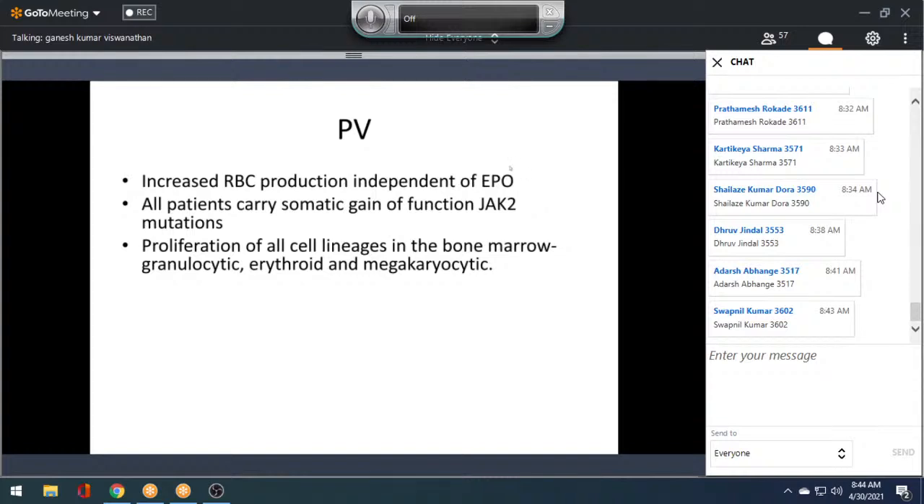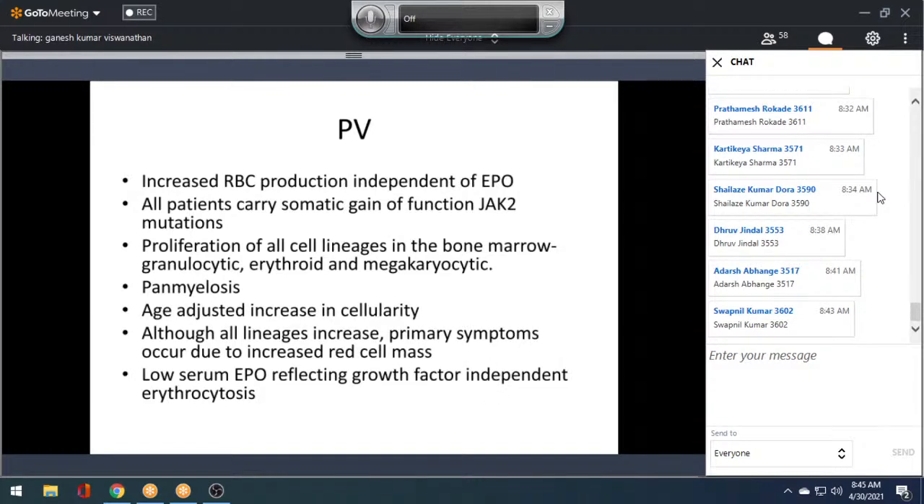Normally, red blood cell production depends on the hormone erythropoietin. Erythropoietin is produced by the kidney, which is necessary for red blood cell production. In normal conditions, there is a feedback loop which inhibits EPO when there are adequate red blood cells or adequate hemoglobin. Whereas in polycythemia vera, this feedback loop is removed. So because of this, there is uncontrolled proliferation of red blood cells. Most of these patients have mutations in JAK2, which we have seen. Because of this, there's increased proliferation of all cell lineages: granulocytic cells, erythroid cells, megakaryocytic cells, etc.